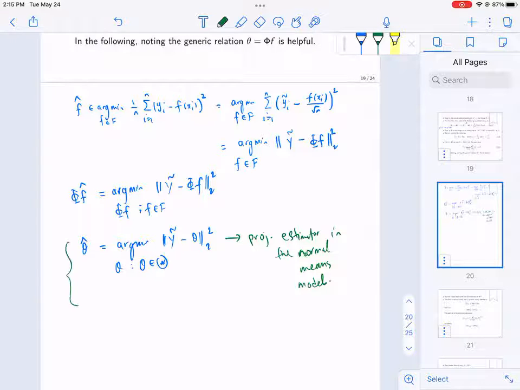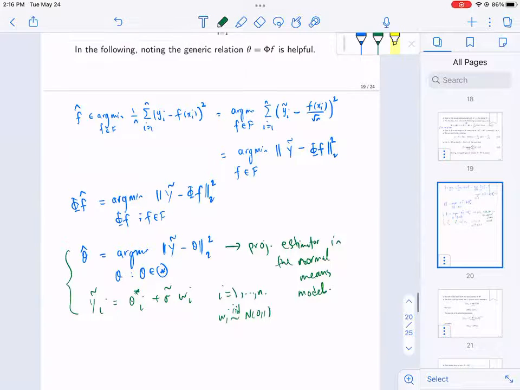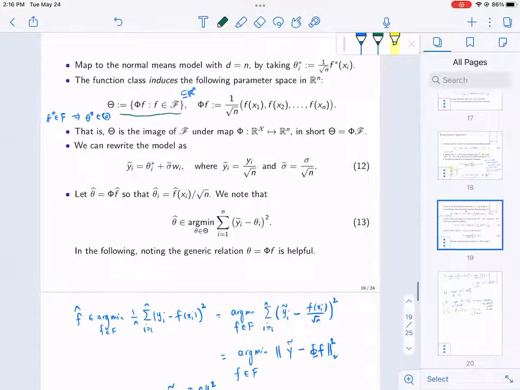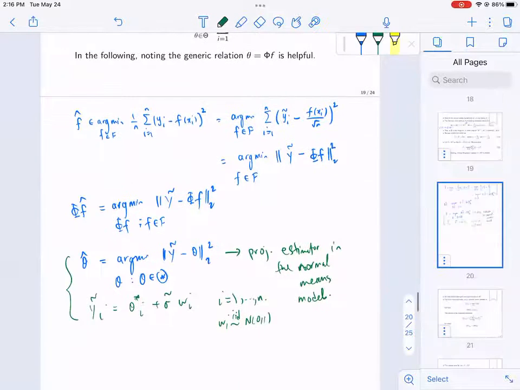Okay, so basically you have y tilde i is theta star i plus sigma tilde w i, i from 1 to n. The w i's are IID standard normal. So this is exactly the setting that we studied. The only difference is that this theta is coming from a function class via this map. So the complexity is induced by the complexity of the function class. Okay, any questions so far?